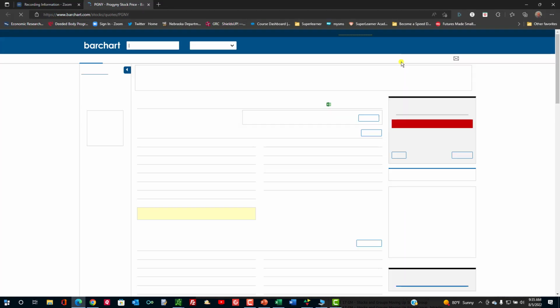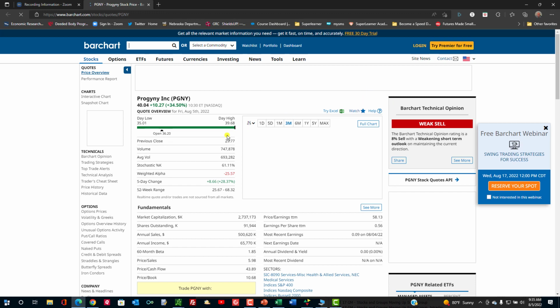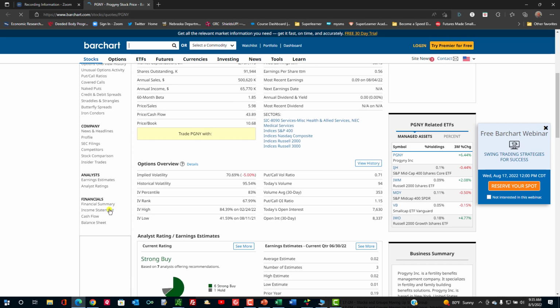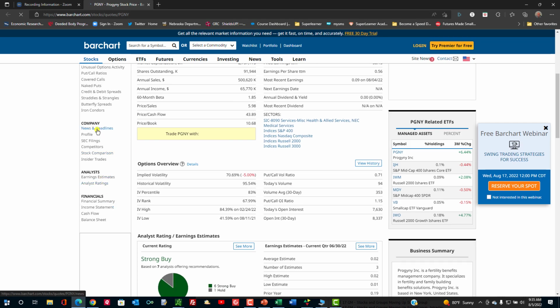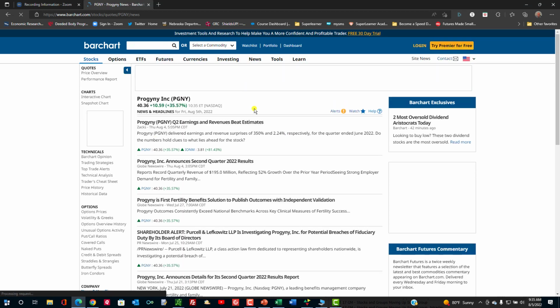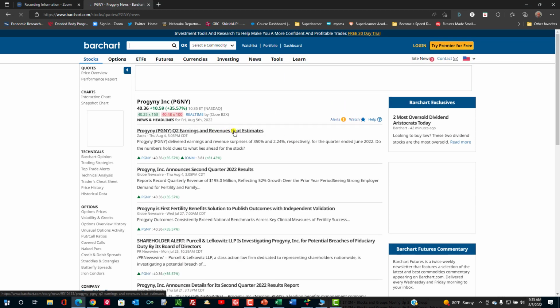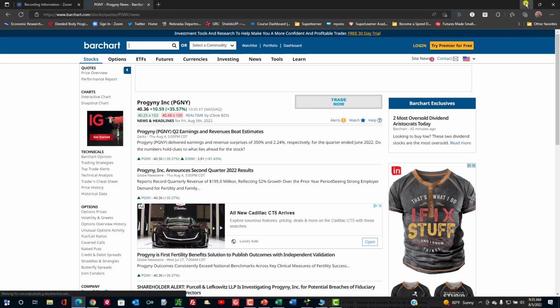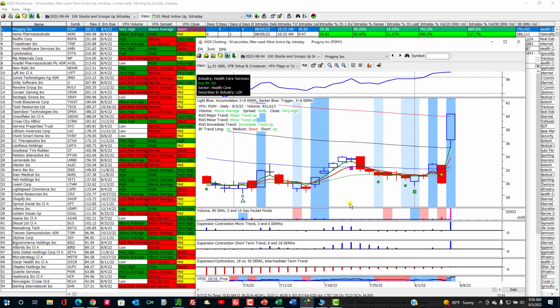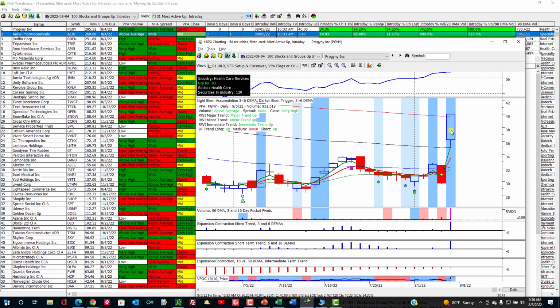I'd have to go in and get the news on this. To get the news, hit alternate N, and I have bar chart selected, so it takes me directly to bar chart. I click on news and headlines. They beat estimates. I use bar chart because it's a data provider along with Zacks for HGS Investor, and I just like their format and so on. So big move up here and a crossover day.